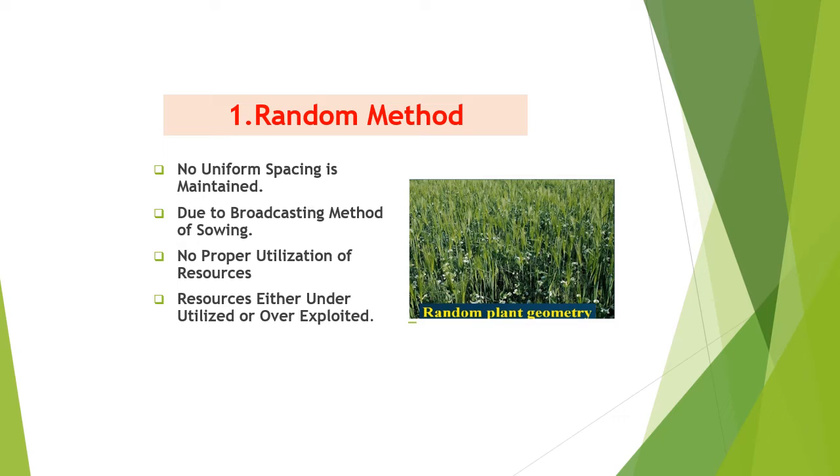First of all, let's understand the random method. In the random method, no uniform spacing is maintained, as the word random suggests. Due to the broadcasting method of sowing, there is no proper utilization of resources. Resources are either underutilized or overexploited. So here you are putting the seedlings in a random pattern.